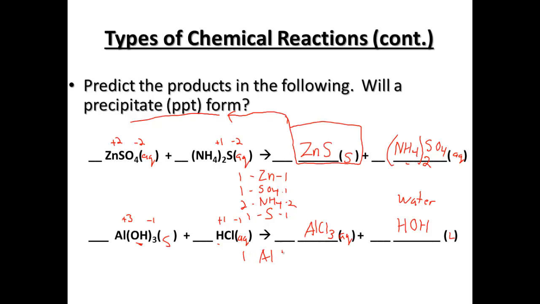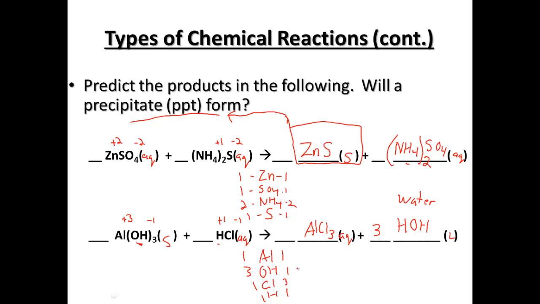aluminums, we have 1 on each side. OHs, we have 3 and 1. Chlorines, 1 and 3. And finally hydrogens, 1 and 1. So in order to balance this one, if we have 3 OHs on this side, we need 3 OHs on this side.